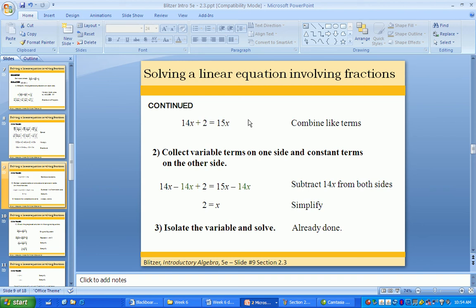So isolate the variable and solve. Well, it's already done whenever we move things over. It worked out real nice for us. So we've got the solution x is equal to 2.